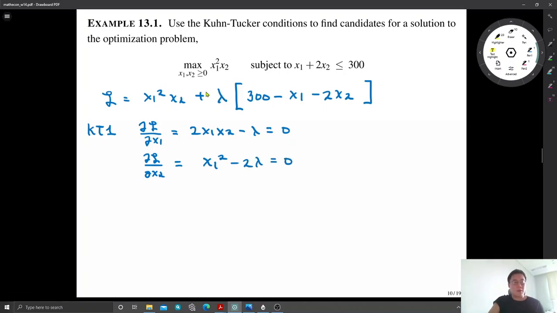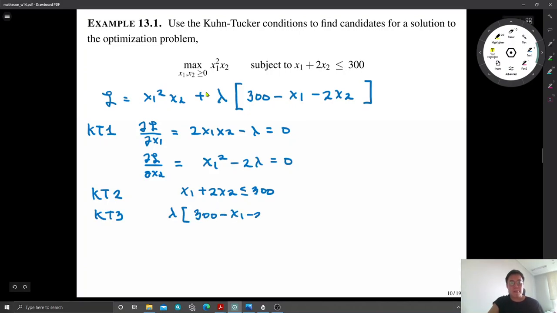Okay? And the second Kuhn-Tucker condition requires that the constraint must be satisfied. And the third one: no matter what solution we have, the complementary slackness condition must be satisfied. So the third condition in the Kuhn-Tucker theorem requires that the second term of the Lagrangian, this term, is always equal to 0.